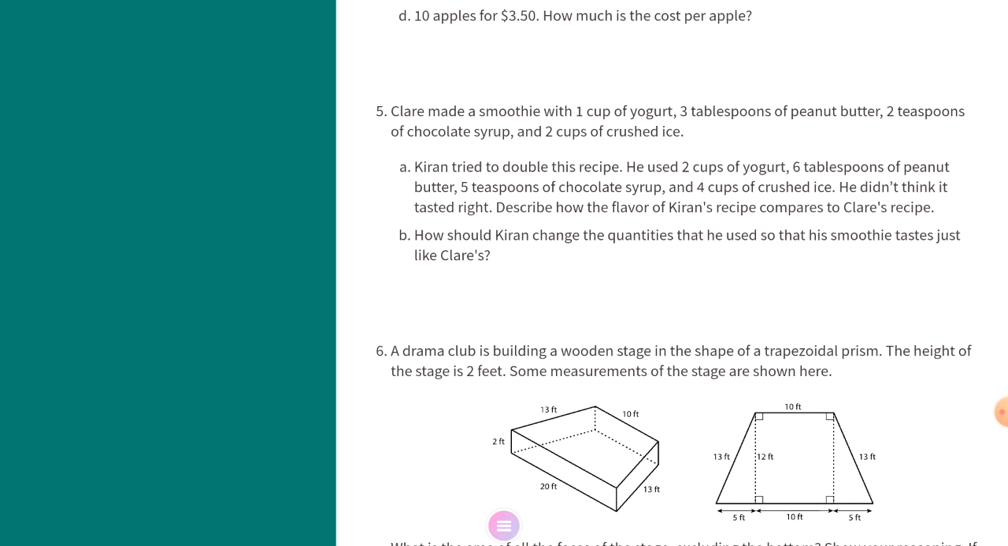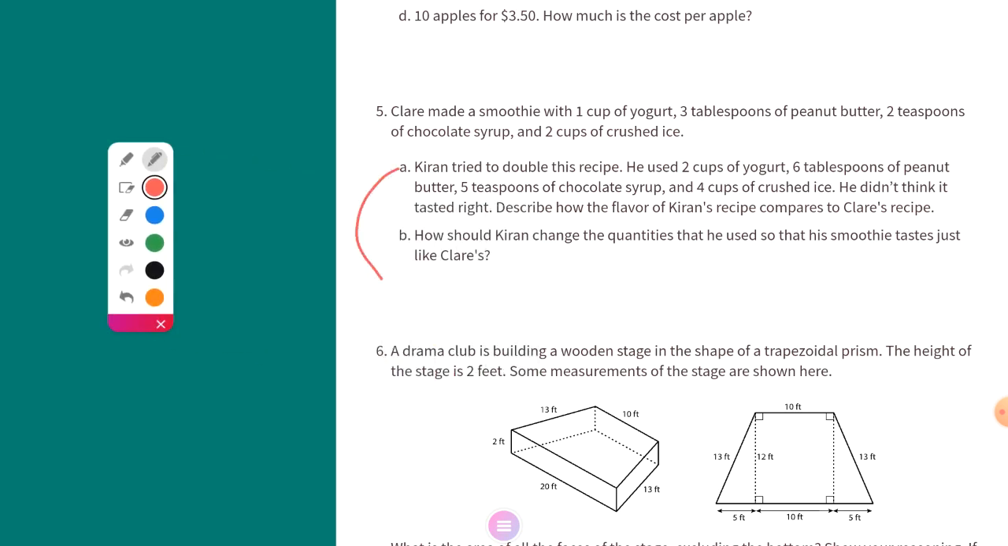Claire made a smoothie with those ingredients. Kieran tried to double the recipe. He used these ingredients. He didn't think it tasted right. Describe how the flavor of Kieran's recipe compares to Claire's. My suggestion when you're comparing recipes, line them up. So if I was doing A, I would have put Claire and Kieran and then just compared their numbers in a table.